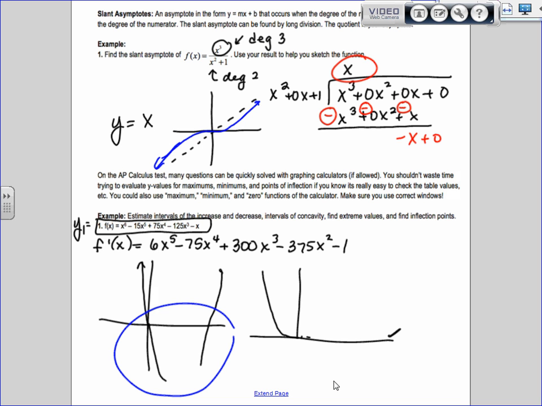So let's change our window. From my original one, I want to go down to, I don't know, let's try like negative 100. So I'm doing negative 10 to 10 for my x values, and then y min is negative 100. I'm just playing around with it. Okay, still not low enough, right? Do you guys see it? Negative 500. That's going to work.